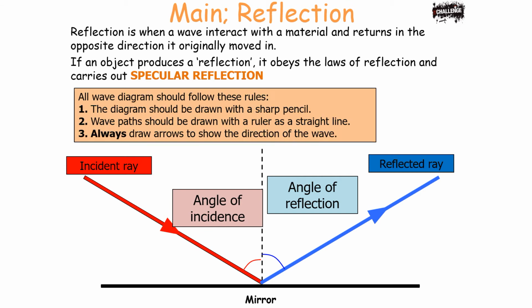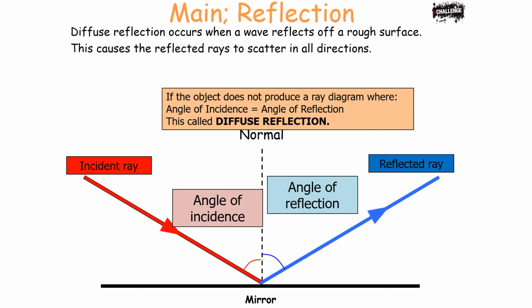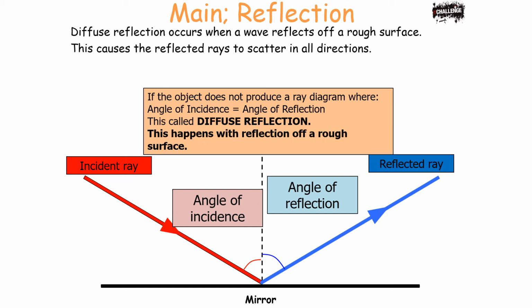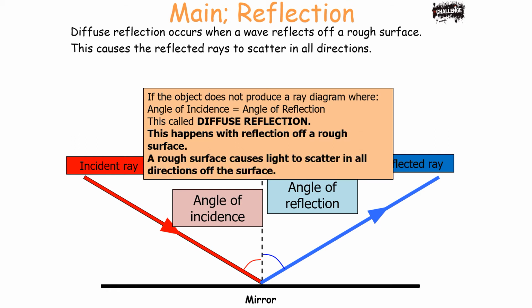Now, like we mentioned before, we have our wave diagrams following these particular rules, but obviously this is only for specular reflection. If an object does not produce a diagram where the angle of incidence is equal to the angle of reflection, we call that diffuse reflection, which is reflection off a rough surface. And a rough surface can cause the light or the wave to scatter in all directions off the surface. So we've got to look at this in the context of a practical.